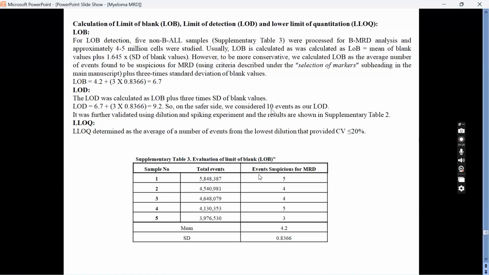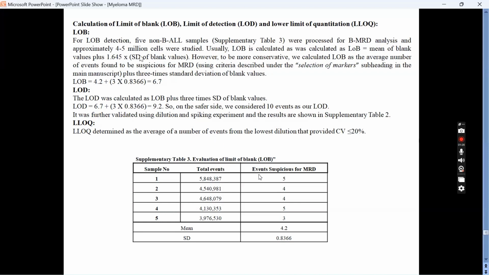Okay, for example, if I keep my LLOQ the same as LOD, and I take these 10 events as my LLOQ. Now the problem with keeping 10 events is that when I run it multiple times and calculate the CV, the CV will be more than 20%, which is not acceptable. So for precision, LLOQ will definitely be more than 10 events. Now, how to establish that, I'll show you.